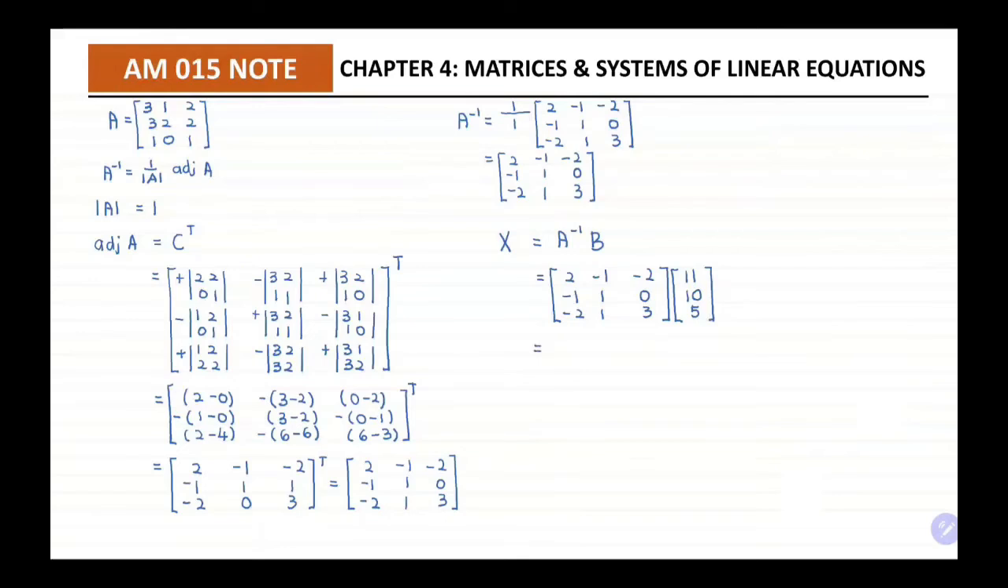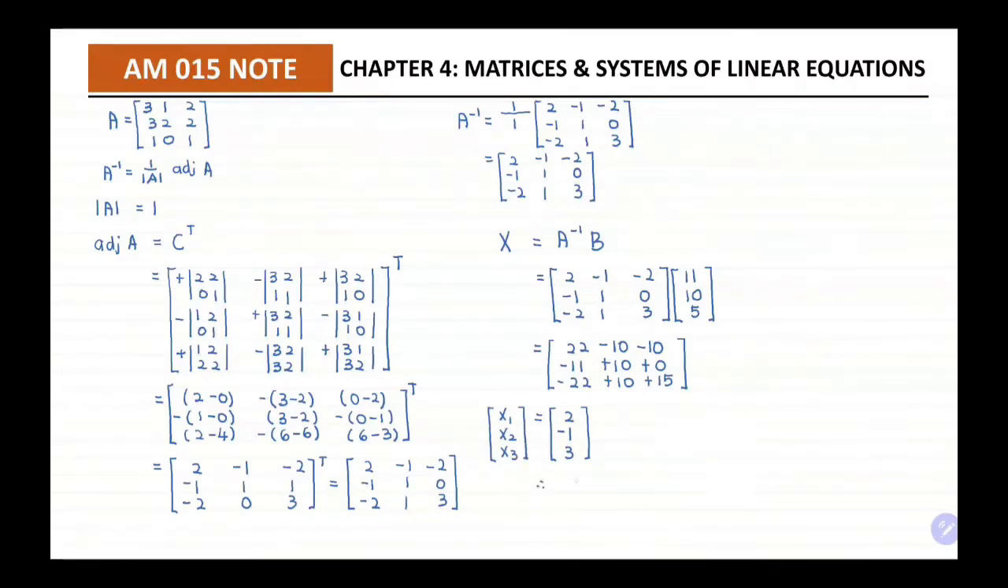Okay, then we solve row column. 2 minus 1 minus 1, negative 1 plus 1 plus 0, negative 2 plus 1 plus 1 5. So we get 2, negative 1, and last 3. This one is x. Matrix x is x1, x2, and x3. Okay, jangan tinggal answer macam ni. Kita mesti keluarkan balik. Conclude x1 equals to 2, x2 equals to negative 1, and last x3 equals to 3.